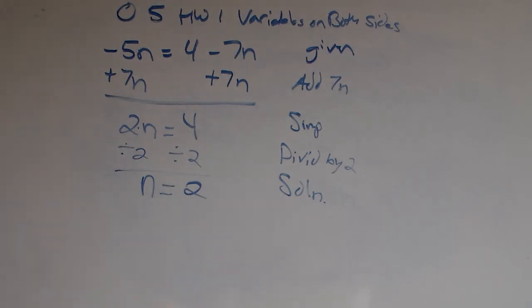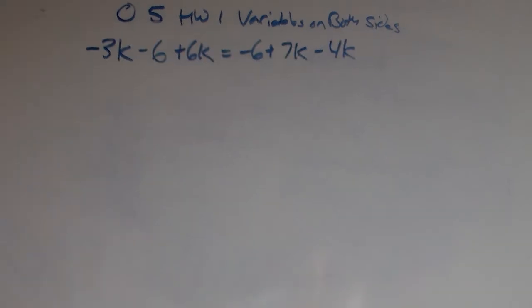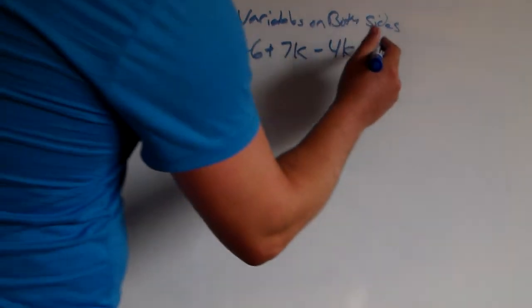Last problem we're doing is problem number 9. Alright, this is problem number 9. We have negative 3k minus 6 plus 6k equals negative 6 plus 7k minus 4k. That's what's given to us. So we're going to write given.